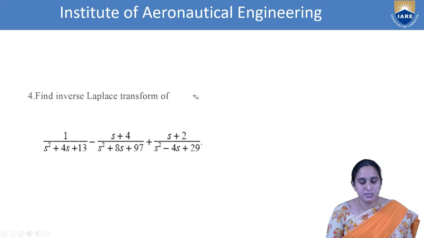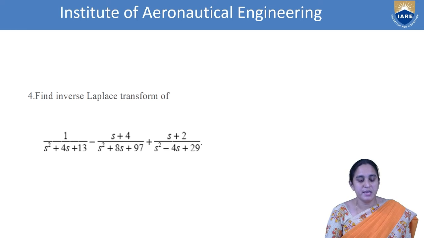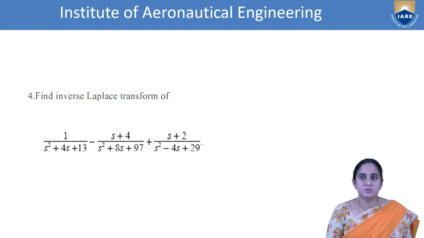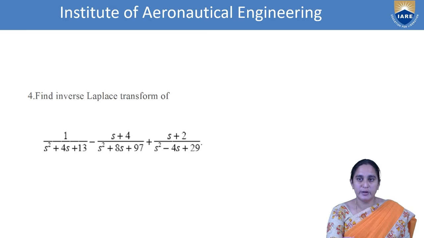Next, find the inverse Laplace transform of 1 by (s square plus 4s plus 13) minus (s plus 4) by (s square plus 8s plus 97) plus (s plus 2) by (s square minus 4s plus 29). This is a very lengthy question compared to the previous one. Once you observe, 1 by (s square plus 4s plus 13), minus (s plus 4) by (s square plus 8s plus 97), plus (s plus 2) by (s square minus 4s plus 29).